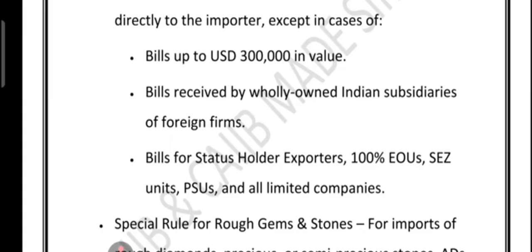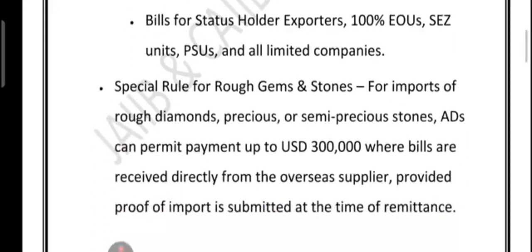Condition is that the bill is up to $3 lakh, the bill is received by a wholly owned Indian subsidiary, and the bill is for a status holder exporter or a 100% EOU.